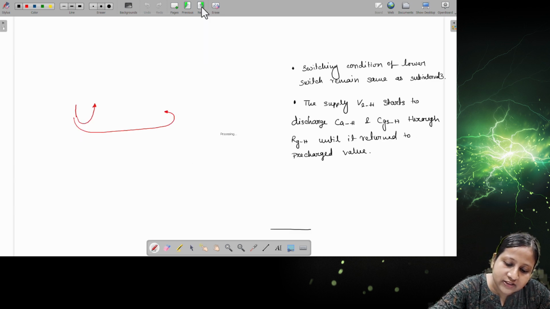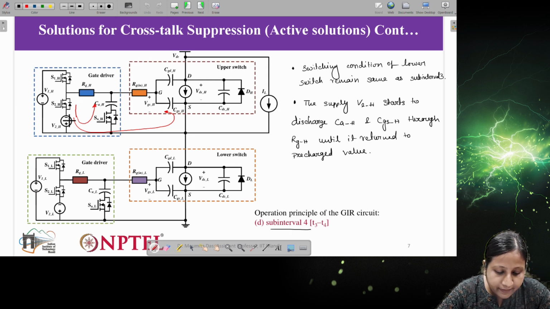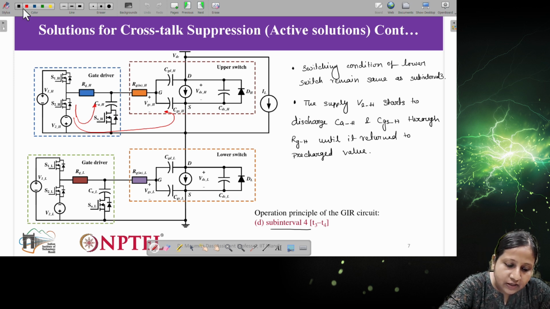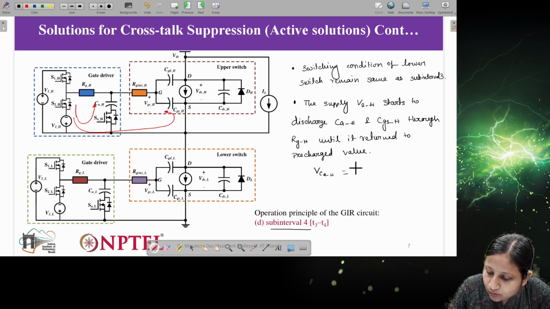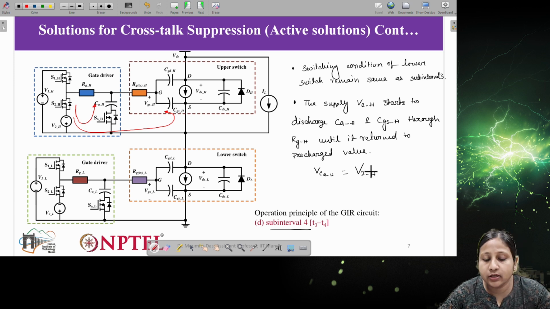Now in this particular step, what is happening? V2H is helping this CAH auxiliary capacitance go back to the pre-charged value. If it has 0 voltage, then immediately it will charge to the pre-charged value, which will be equal to V2H. In normal condition, this VCAH should be equal to V2H. Now because the current in this particular capacitance was in the opposite direction, the voltage will be less than V2H. It can be either 0 or positive, any value.